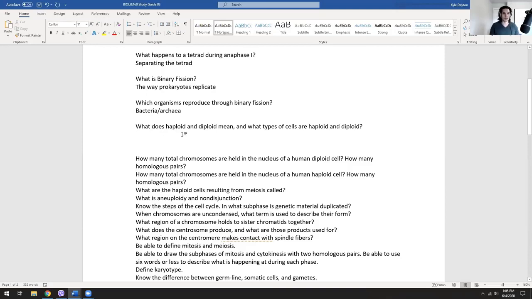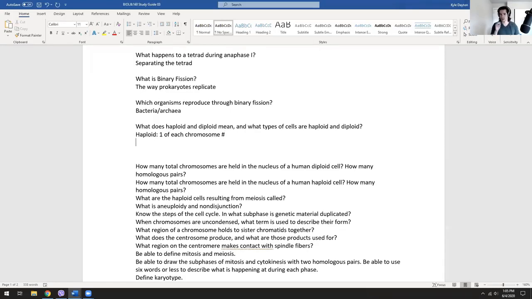What does haploid and diploid mean? Haploid means you have one of each chromosome number. So your chromosome 1, you've got one from mom or one from dad, but just one. Or diploid, that means you have two of each chromosome number.